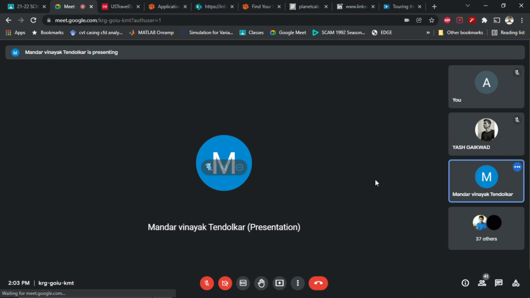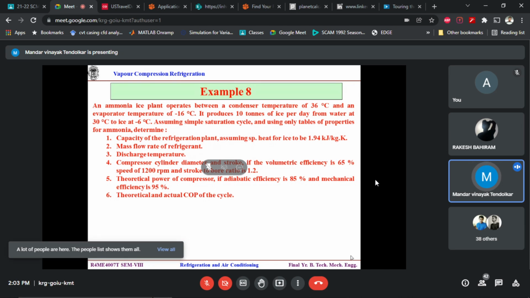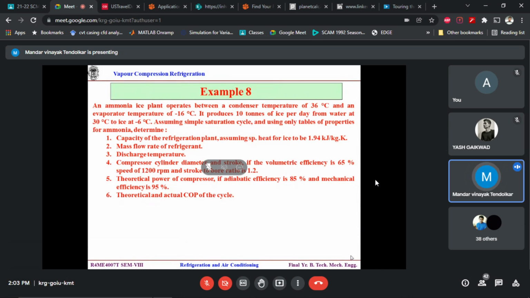L by D, the stroke to bore ratio, is also given as 1.2. So accordingly, you can find the dimensions. Then the theoretical power of the compressor, if adiabatic efficiency is 85% and mechanical efficiency 90%. Whatever your theoretical power is, the actual power comes out by considering both these efficiencies, and you find out the power requirement.